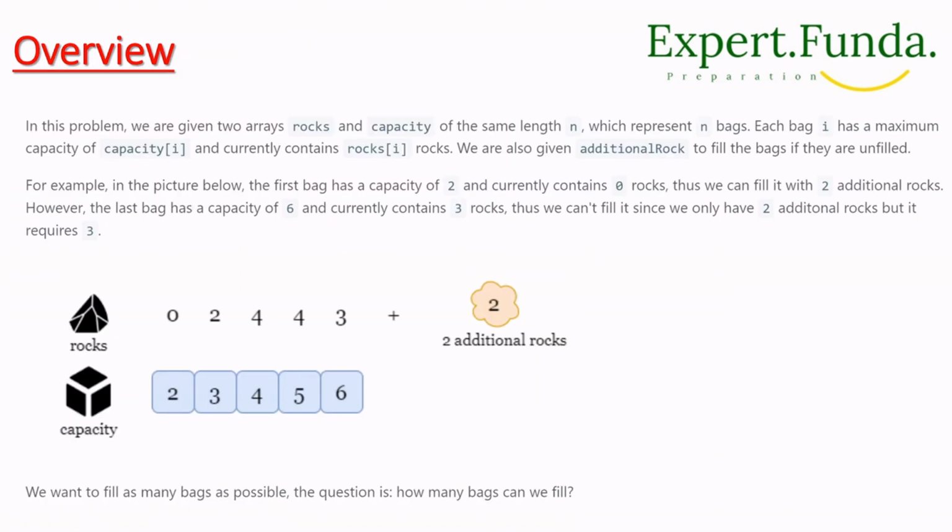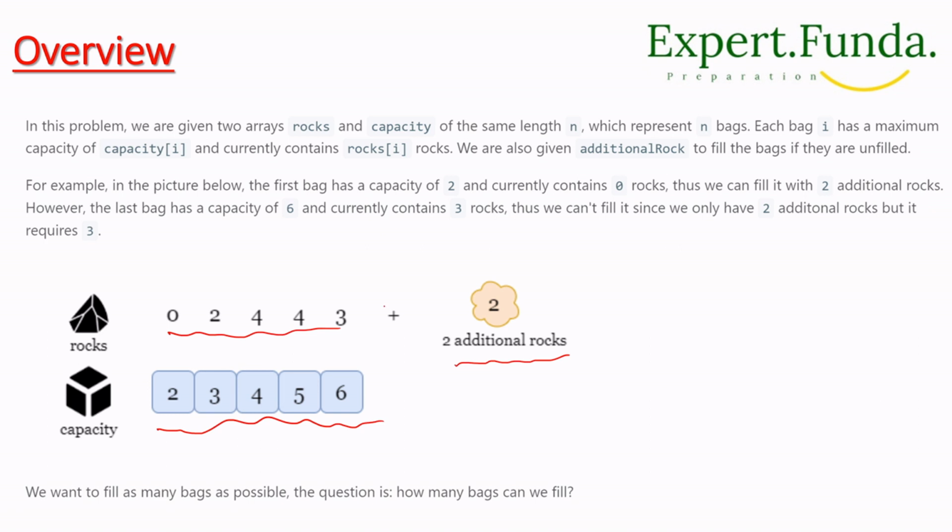What we understand is that in this problem we are given rocks and capacity of the same length n, which represents n bags, and each bag i has a maximum capacity of capacity[i] and currently contains rocks[i]. So this is the capacity that we are talking about, and this is our rocks. And how many rocks can we store? That is the additional rocks we can store. So we are also given these additional rocks, which we have to use to fill the bags if required.